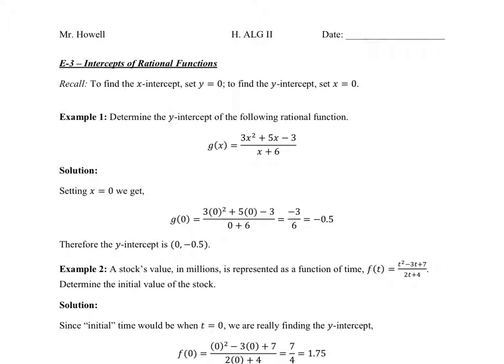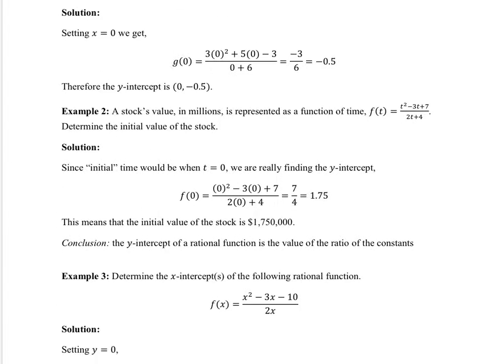Number 2 is simply an application kind of problem of this. Same thing. A stock value given in millions is represented by the following function as a function of time. Determine the initial value of the stock. Initial value simply means y-intercept. Think back, please. Initial value is the starting value or the y-intercept. So in this case, it would just be 7/4, or 1.75. Because this was in millions, you'd say 1.75 million. So again, the y-intercept, simply set x equal to 0.